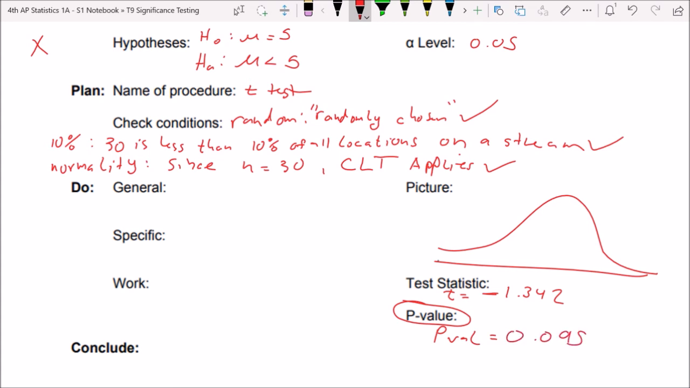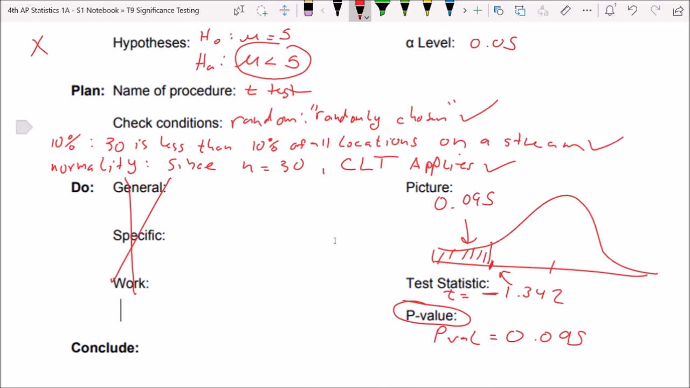And so if 0 is in the middle and our -1.342 is right there, this right here says we're shading to the left. That's why we're getting a negative value for the standardized test statistic. And then we're going to label that that's the p-value, 0.095. Okay, this stuff is if you were going to show all the handwritten work like we had to back in the day. You don't necessarily have to do that anymore though.